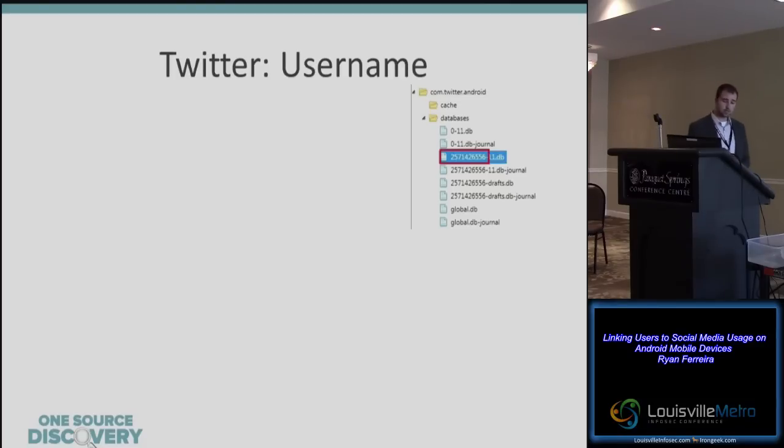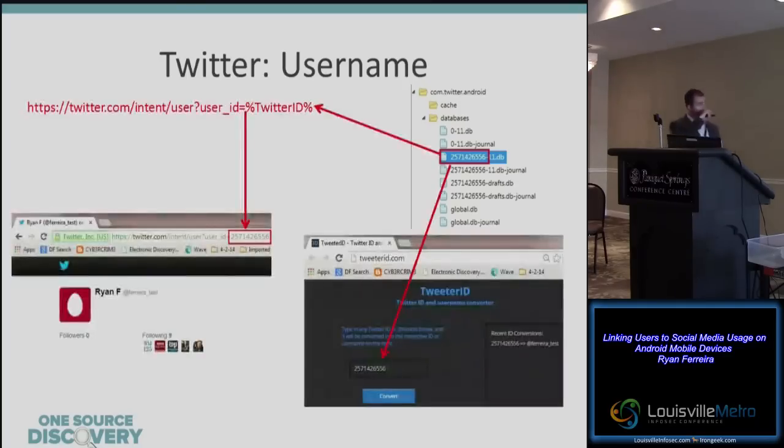Twitter. Twitter makes it pretty easy on us. This is that Twitter database here. What they actually have is databases underneath their directory. One of the databases that's created as soon as you log in is basically your Twitter username. That's a unique user ID. It's a numerical value.